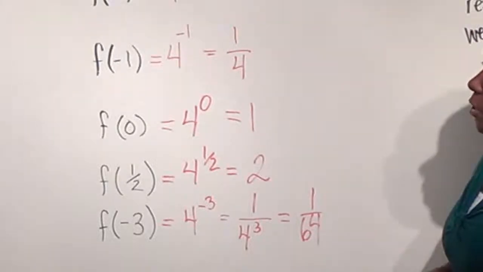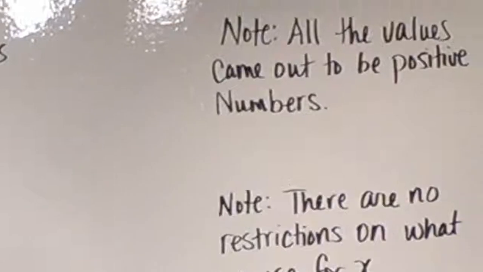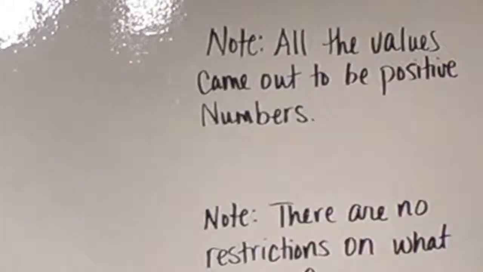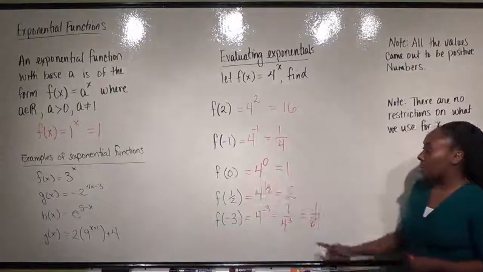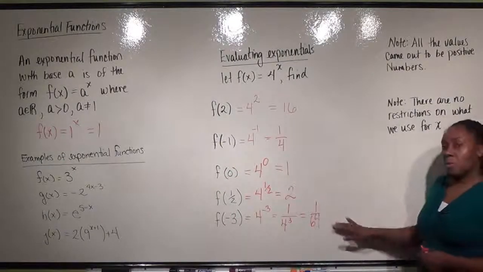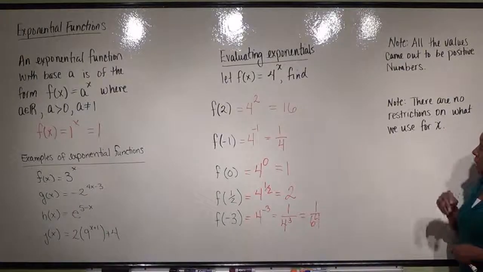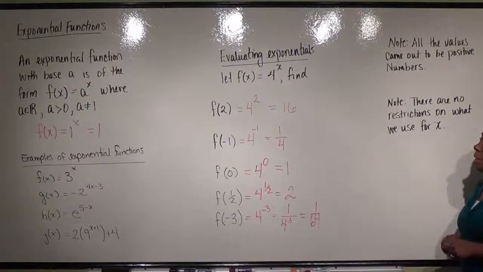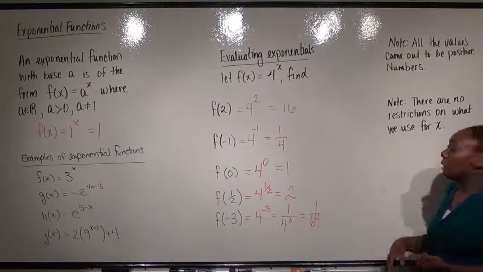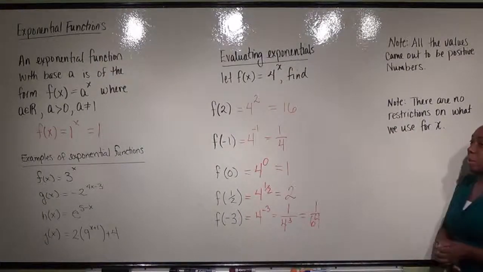So a couple things to notice about all of the values that we picked here. First, all of the values came out to be positive numbers. So notice it doesn't matter whether I put in something negative, or something 0, or something positive. All of the values come out to be positive numbers. The second thing to notice is there's no restriction on what we plug in for x. So again, I can plug in positives, negatives, and zeros, and all of them can be evaluated.